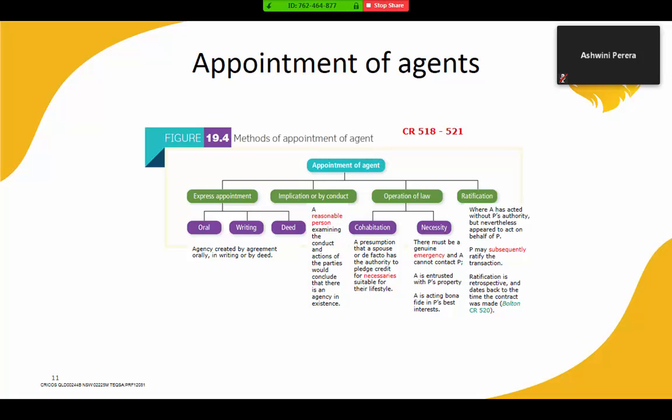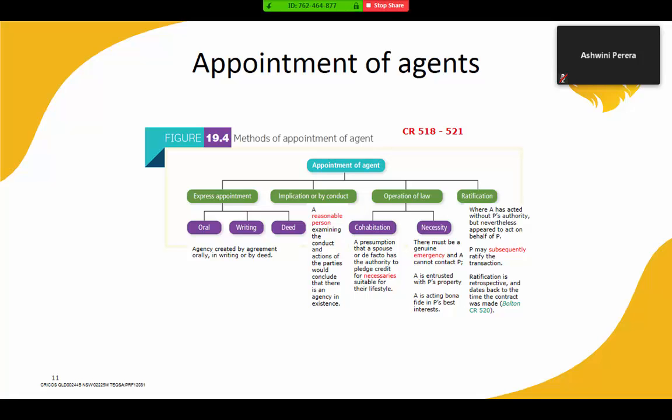Then you have the ability to create this relationship impliedly or through implication. Okay. Or what we call by conduct. So a reasonable person would examine the conduct and actions of the parties, okay, and by doing so concludes that there is an agency. So objective test. We talked about ratification. I'm going to just jump one. We'll come back to operational flow.